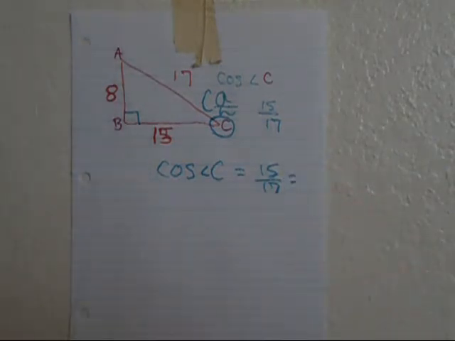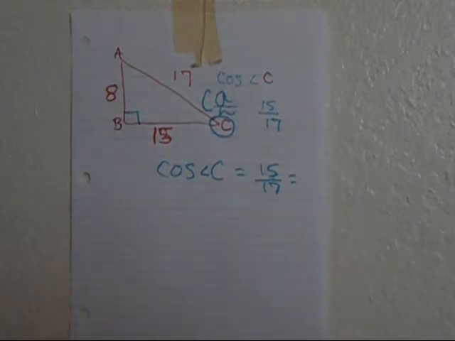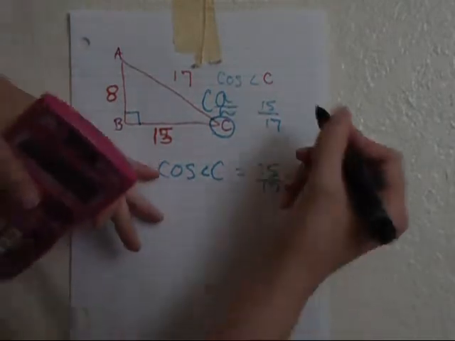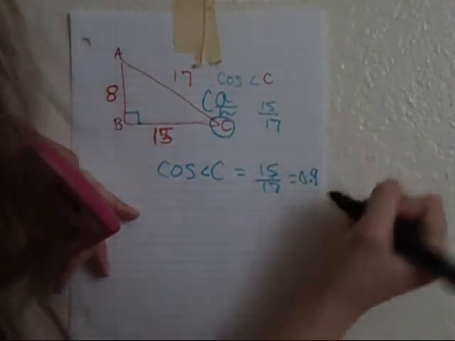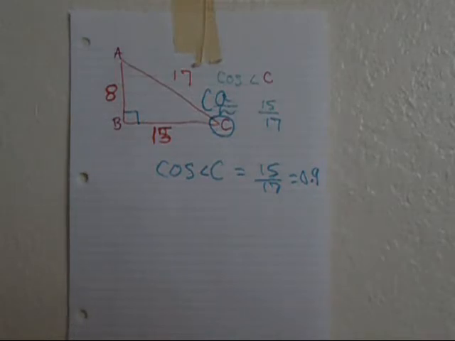When you plug that into your calculator, 15 divided by 17 equals 0.88. So you can round, and the answer will equal 0.9. Therefore, the cosine of angle C equals 0.9. Congratulations, you now know how to complete the cosine of an angle. It's mathematical. My fellow student, Zaid, will solve a cosine problem.